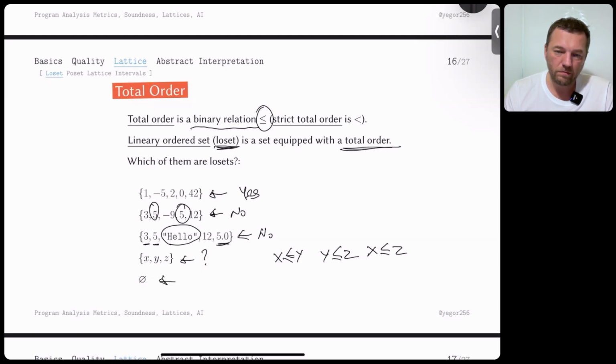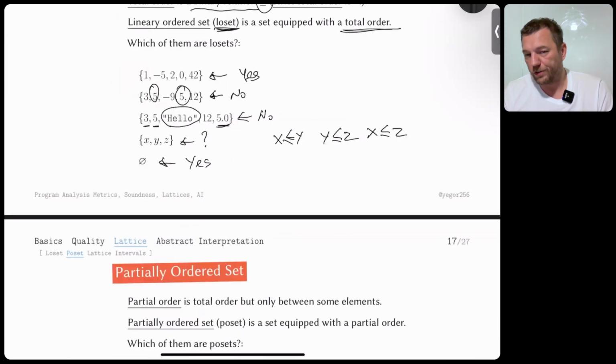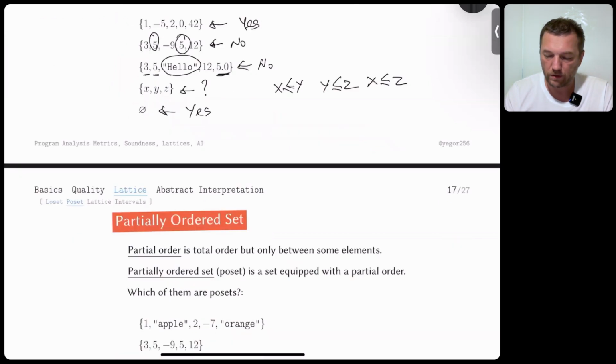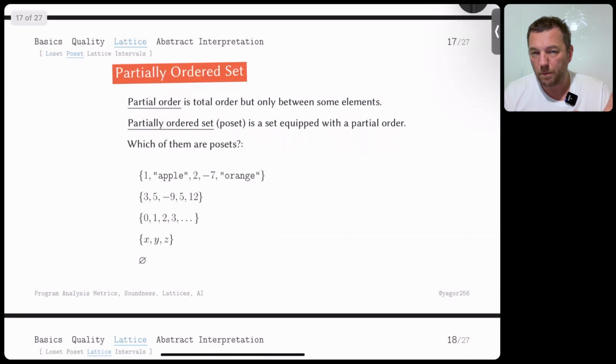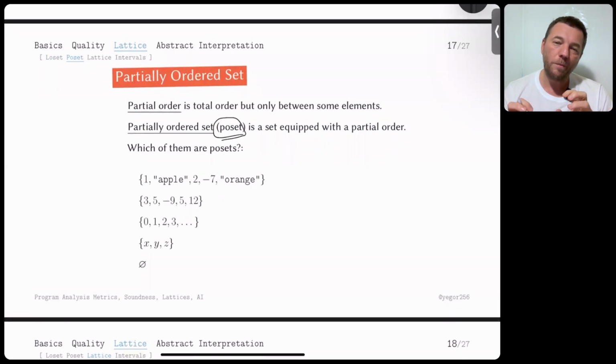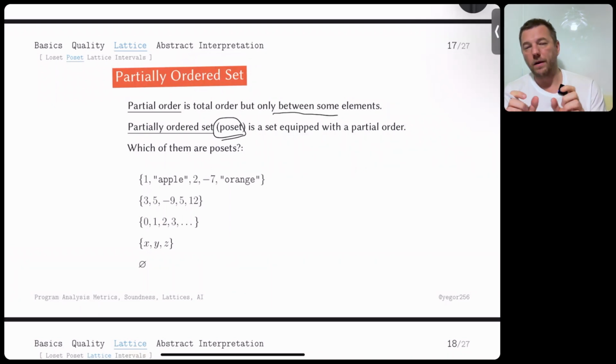What about this one? Empty set. Yeah, of course, no elements, so empty set is a low set. So just remember, this is called total order. There's also so-called partially ordered set, POSET, partially ordered set. A partially ordered set is the same, but we don't need to compare every two elements, only between some elements. So some of them are comparable, some of them are not comparable.